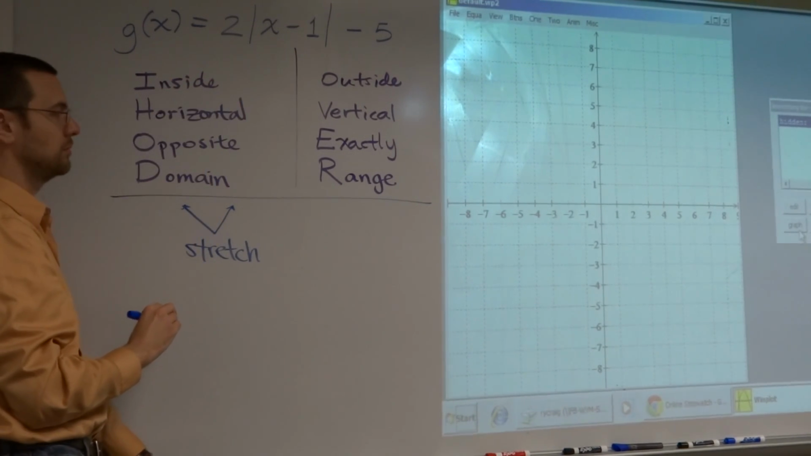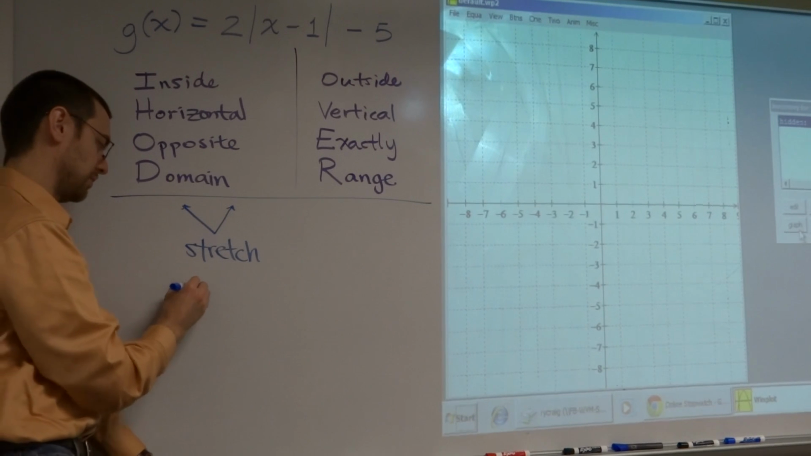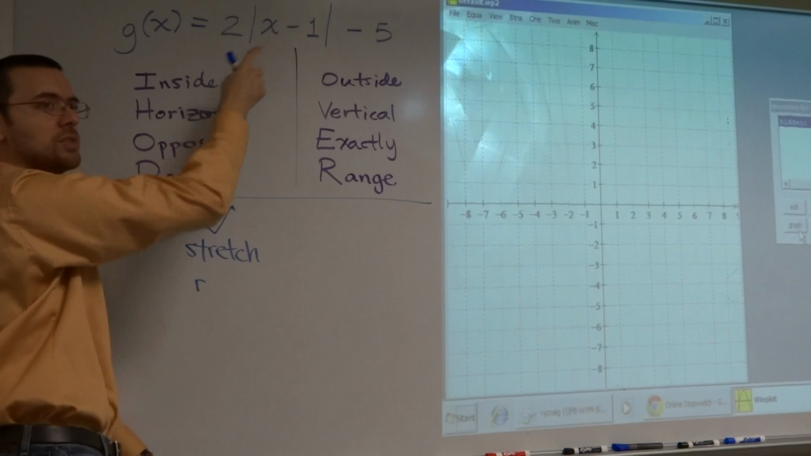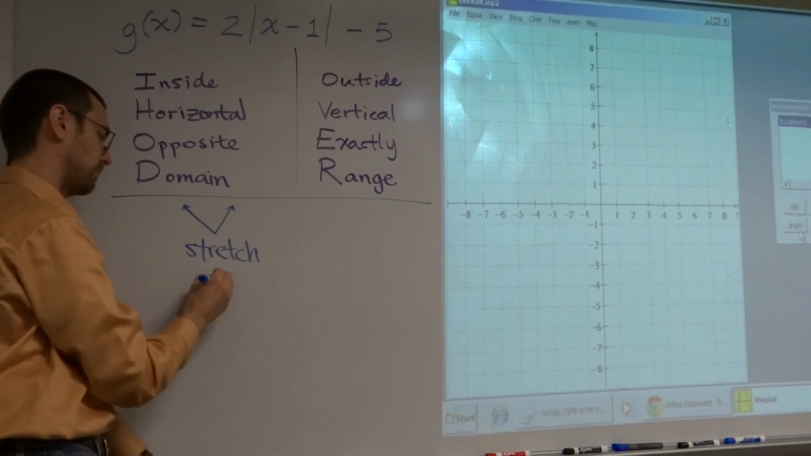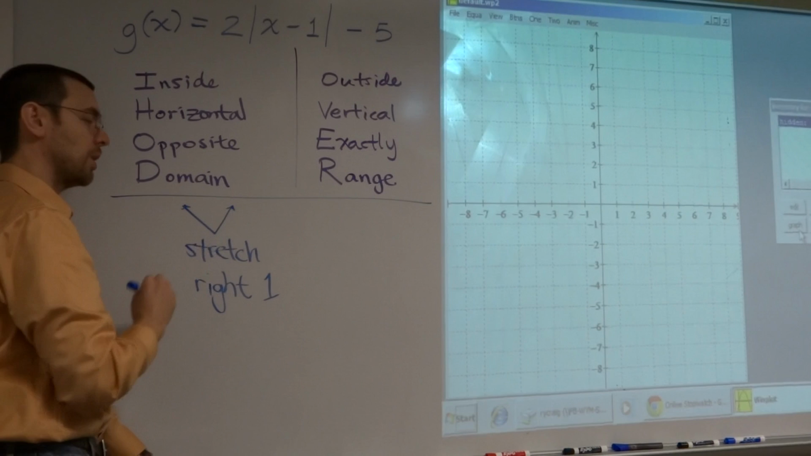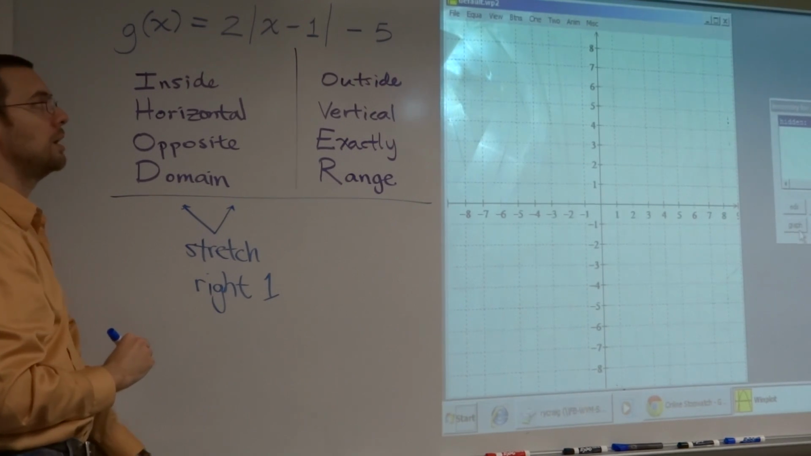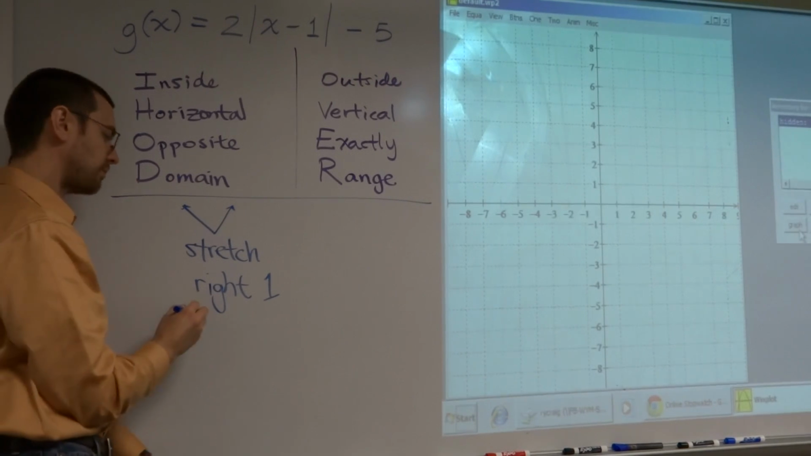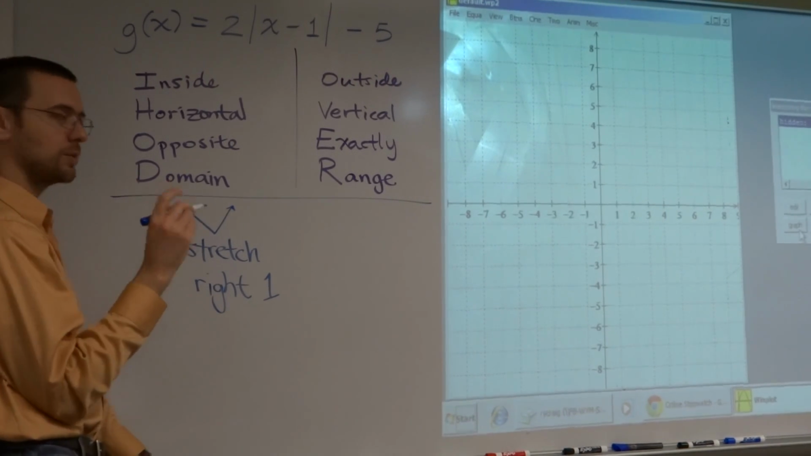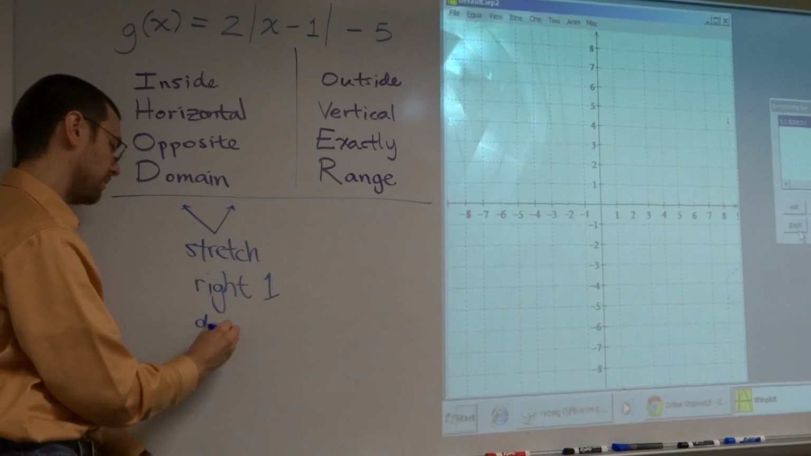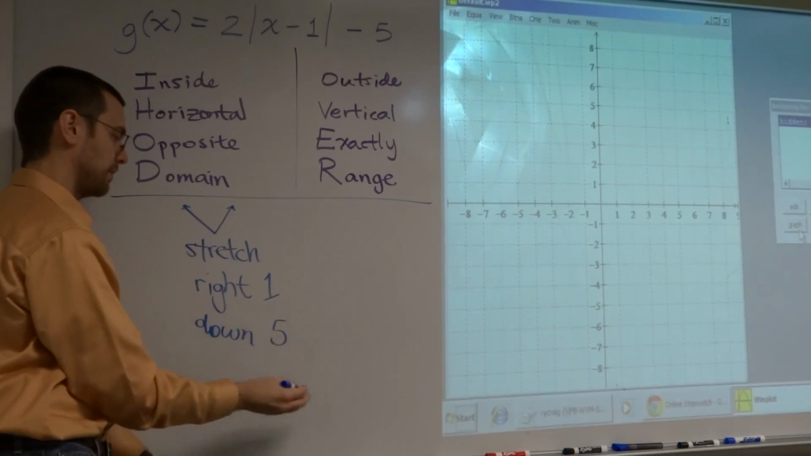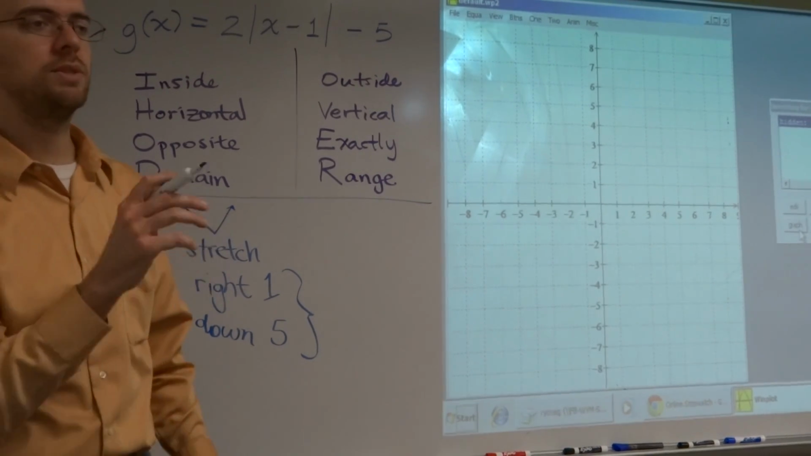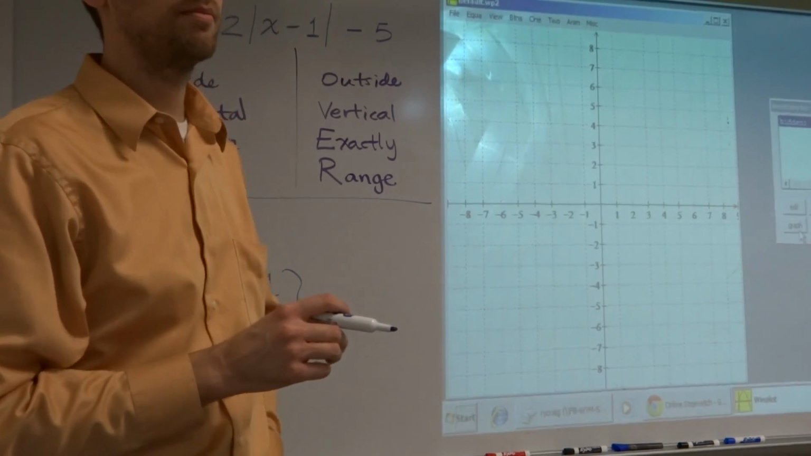What about the minus 1 that's inside? It's going to be over 1. It's a horizontal shift. Opposite of what I see. I see minus 1, so that means I go to the right 1. What about that minus 5 that's outside your function? It's going down. I see a negative 5. I do exactly what I see, so that means I'm going to go down 5 units.